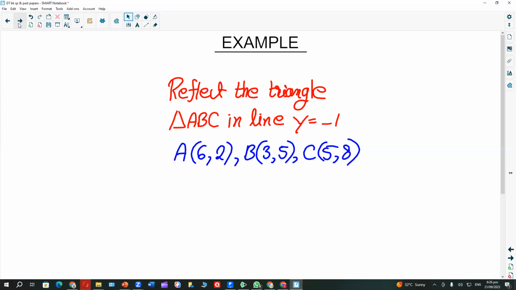Reflect the triangle ABC in the line y is equal to -1. You have the graph paper with you and pencil? Ruler? Yes. Okay. So please copy this question.